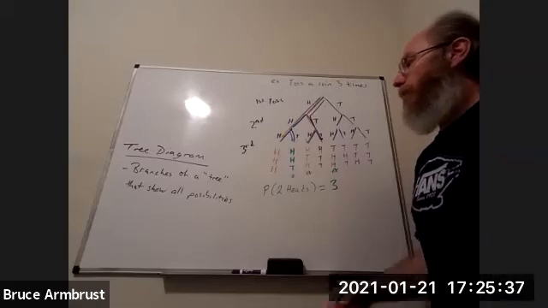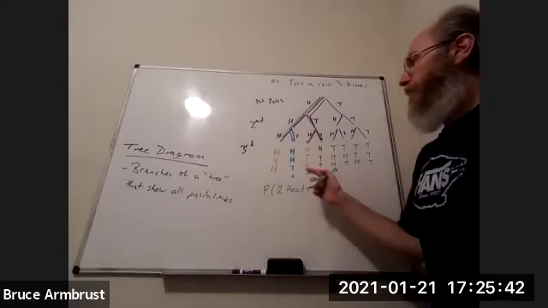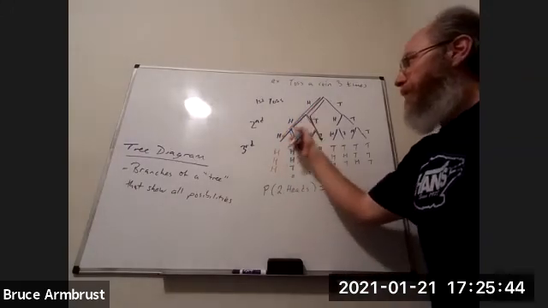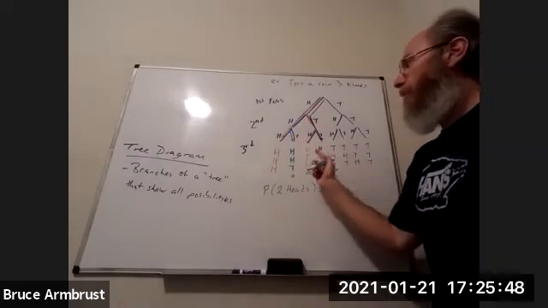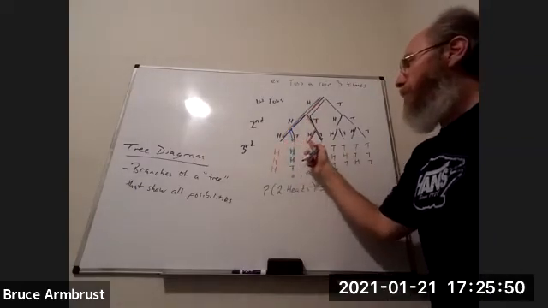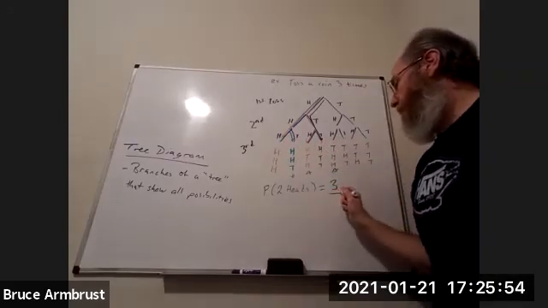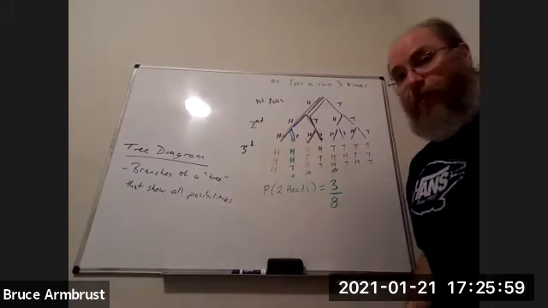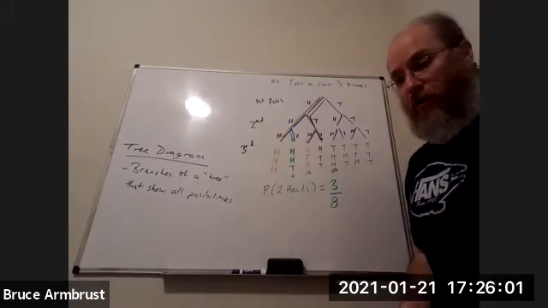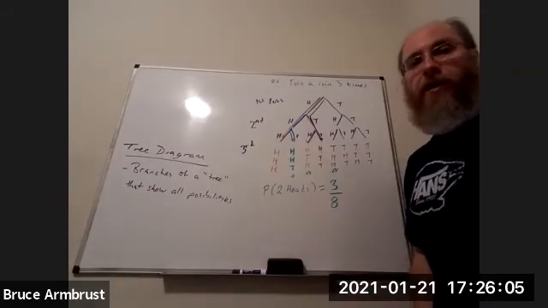And then what about the total number? Well, let's count up how many total branches there were on this tree, at the very bottom. There's 1, 2, 3, 4, 5, 6, 7, 8. So there are actually only 8 possible outcomes when we toss this coin 3 times.